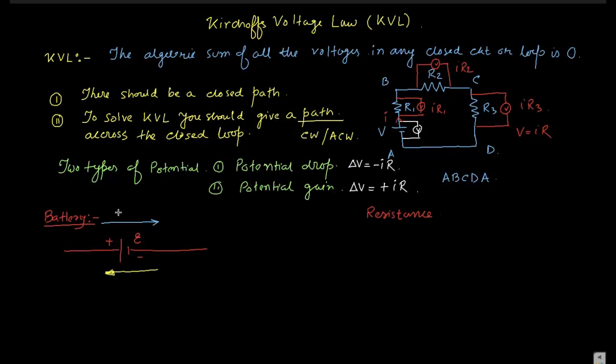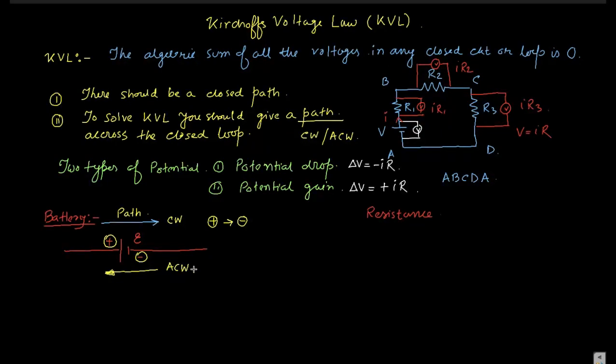Now this is a path. Considering the path, the direction is from the positive to the negative. It means the positive plate is considered the higher potential and the negative plate the lower potential. So if the blue path is chosen, then this is clockwise, and this is anti-clockwise.